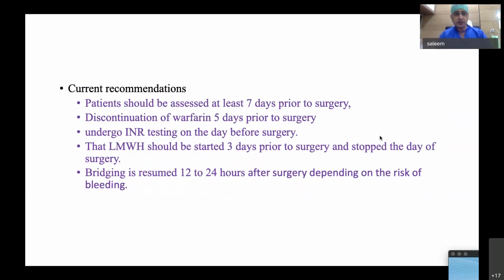Current recommendation for bridging is that patients should be assessed at least 7 days prior to surgery. Warfarin should be discontinued 5 days prior to surgery. INR testing should be done on the day of surgery. Low molecular weight heparin should be started 3 days prior to surgery and stopped the day before surgery. Bridging is resumed 12 to 24 hours after the surgery, depending on the risk of bleeding.